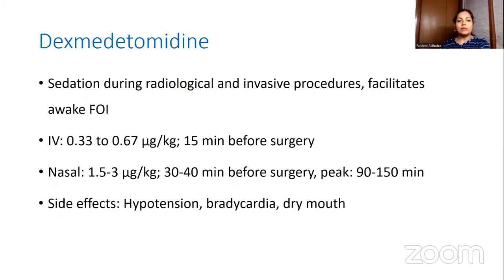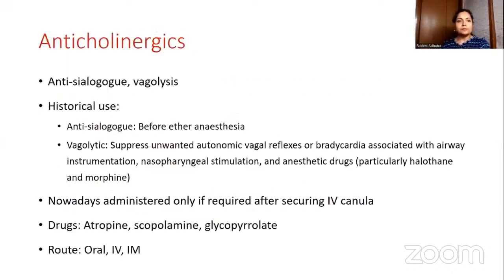Dexmedetomidine can also be given, but the disadvantages are hypotension, bradycardia, and dry mouth. Anticholinergics were historically used, as previously stated, with ether anesthesia and in surgeries where vagal stimulation is anticipated, as in airway instrumentation, nasopharyngeal stimulation, and use of anesthetic drugs, particularly halothane and morphine.